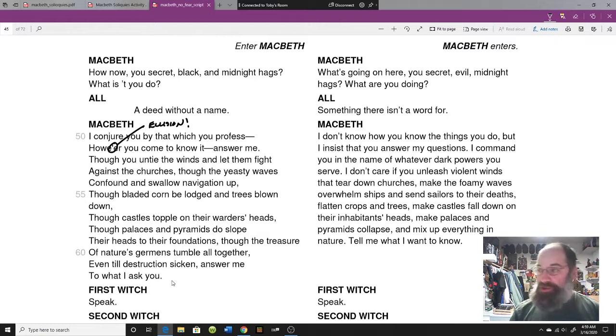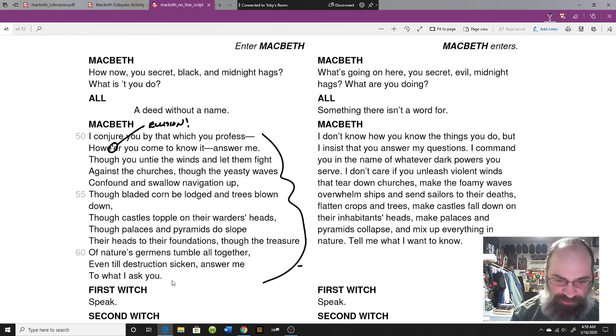So a big, common trope in Shakespeare's plays is that in the tragedies, nature is out of joint. So in this particular speech, he is describing nature as out of whack.